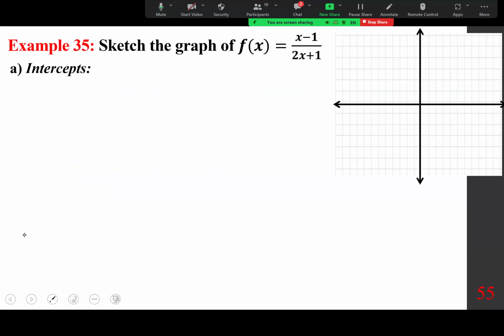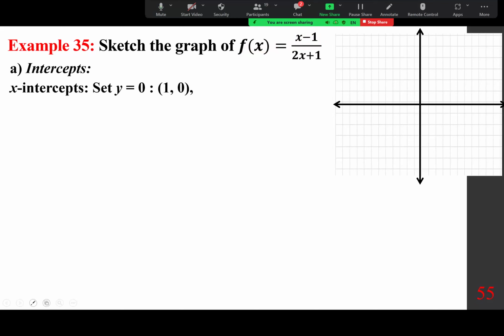All right, sketch the graph of f of x equals x minus 1 over 2x plus 1. And we know how to do it from pre-calculus. We just add a little bit more for calculus, such as finding where the function is increasing, decreasing, and so on and so forth. But the basics are the same, starting with the intercepts. So you want the x-intercept, set y equal to 0. A fraction is 0, so you set y or f of x equal to 0. The fraction is 0 when the top is 0.